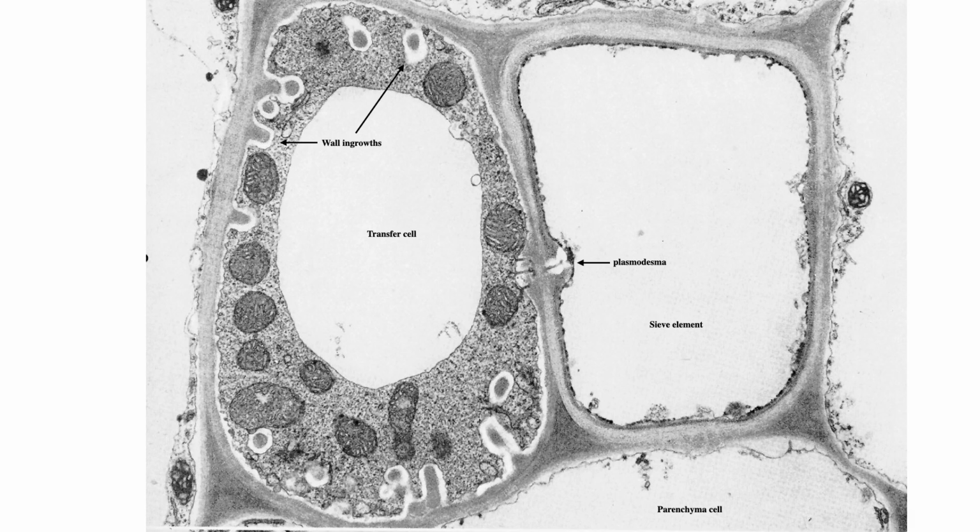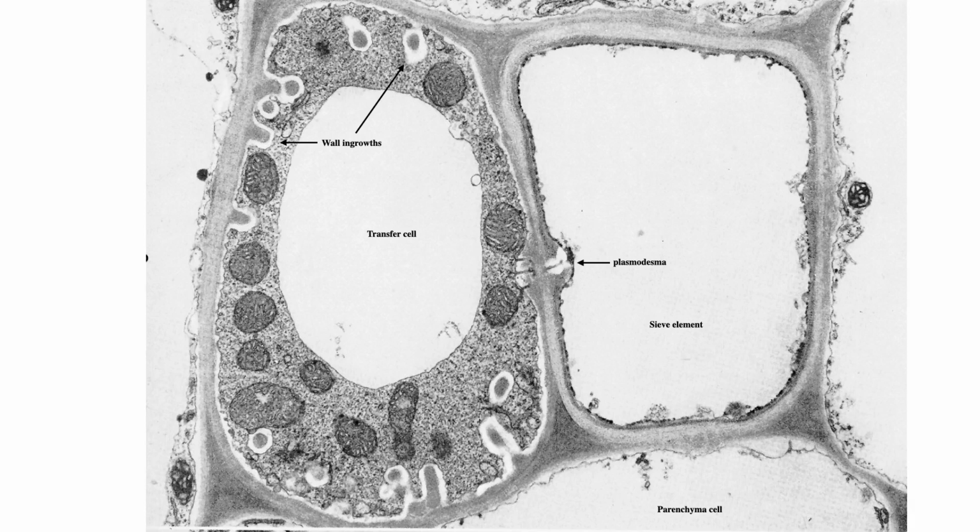Here we can see a transfer cell. Transfer cells, as we discussed earlier in xylem parenchyma, also exist in the phloem, and these are similar to the ordinary companion cells except for the development of these finger-like wall ingrowths, as seen here in this figure. As in the xylem parenchyma cells, these ingrowths greatly increase the surface area of the plasma membrane and increase the potential for solute transfer across the membrane.